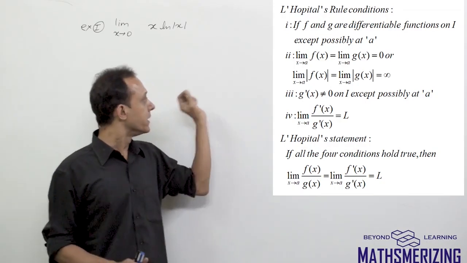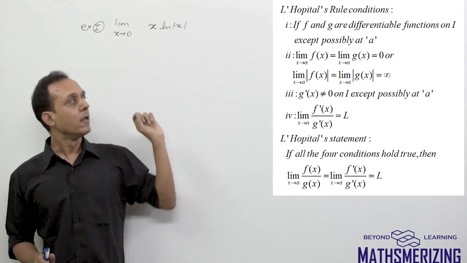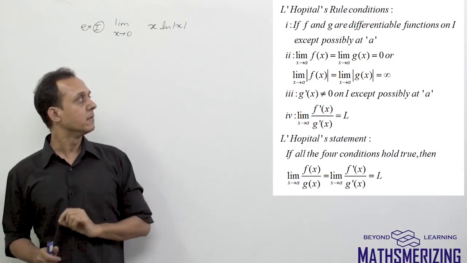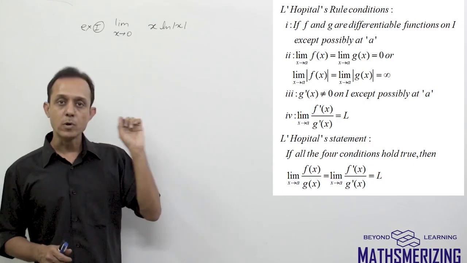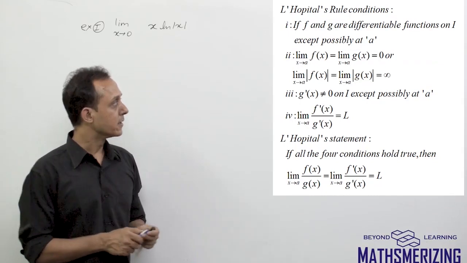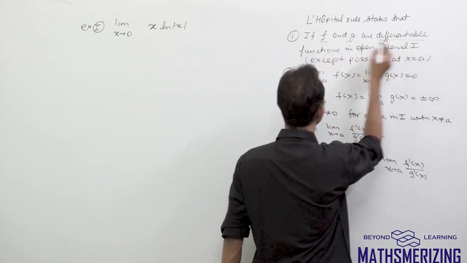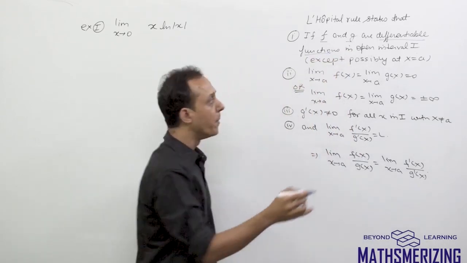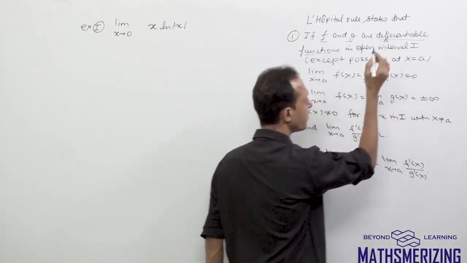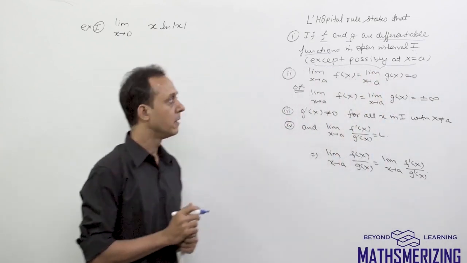And we'll also discuss with examples when we can apply and when we cannot apply L'Hôpital's rule in a given limit. Now, for L'Hôpital's rule to hold, there are four conditions that are needed. The first condition is that these functions f(x) and g(x) have to be differentiable functions in an open interval I containing this point a, except possibly at x equal to a.